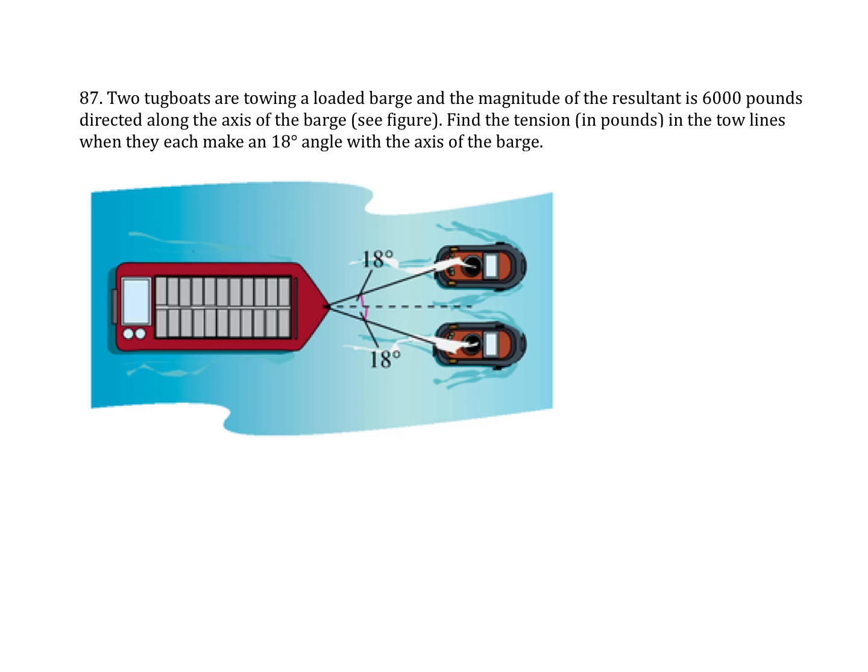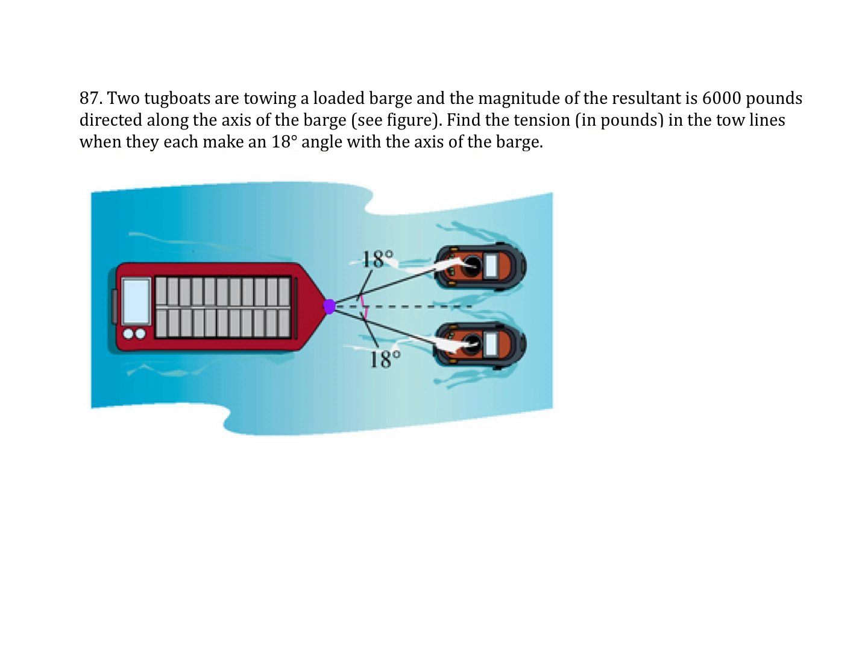Here's homework help for number 6.3b, number 87, on the two tugboats. Two tugboats are towing a loaded barge, and the magnitude of the resultant is 6,000 pounds directed along the axis of the barge. Find the tension in pounds in the tow lines when they make an 18-degree angle with the axis of the barge. So we can think of this as our axis.